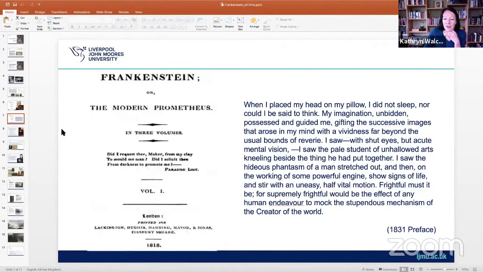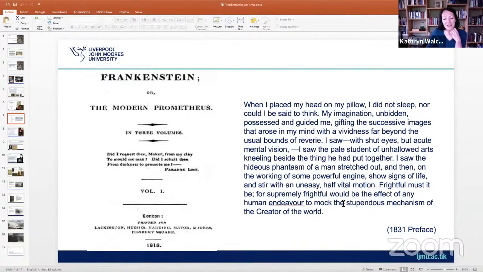And here we have a reproduction of a little extract from the preface, the bit before the text that Mary Shelley wrote in 1831. And here she gives the background to the story of how she dreamed up this text. The important thing I wanted to talk to you about, and link to the last slide, is this final sentence: frightful must it be, for supremely frightful would be the effect of any human endeavour to mock the stupendous mechanism of the creator of the world.